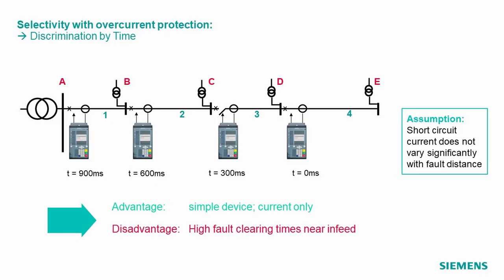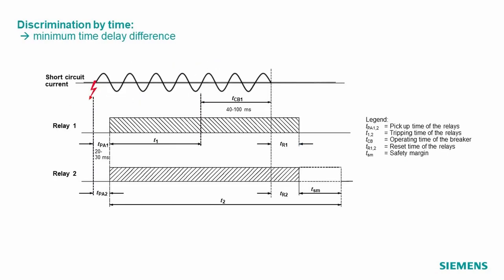And to understand that, we look a little bit into the timer. In this case, imagine we had a short circuit on line number 3, and we will now look at what is going to happen in the relays at substation B and C in more detail, and that is shown in this slide. You see on the upper trace we have the short circuit current. To the right we have the time axis.